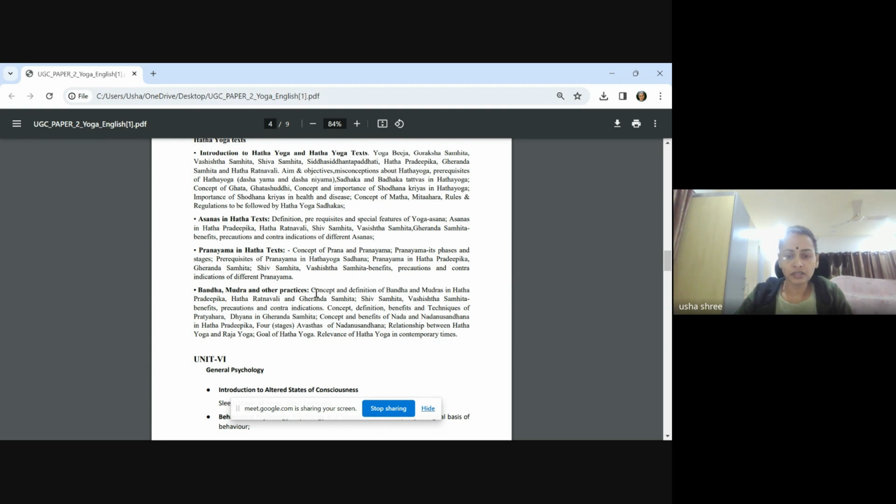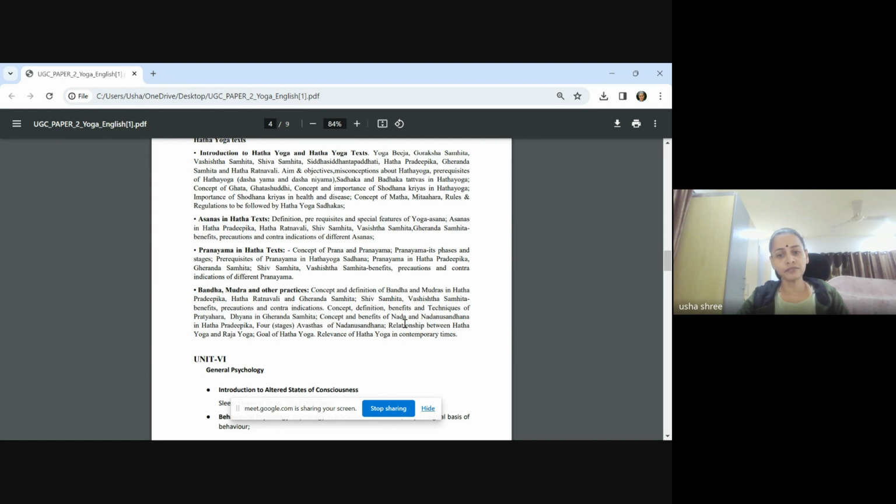Bandhas, mudras, and other practices, concepts and definitions of bandhas and mudras in Hatha Pradipika, Ratnavali, Gheranda Samhita, Shiva Samhita, Vashishta Samhita, then the benefits, precautions, and contraindications. Then we go into the concept, definitions, benefits, and also techniques of Pratyahara, Dhyana in Gheranda Samhita. All the topics are important.